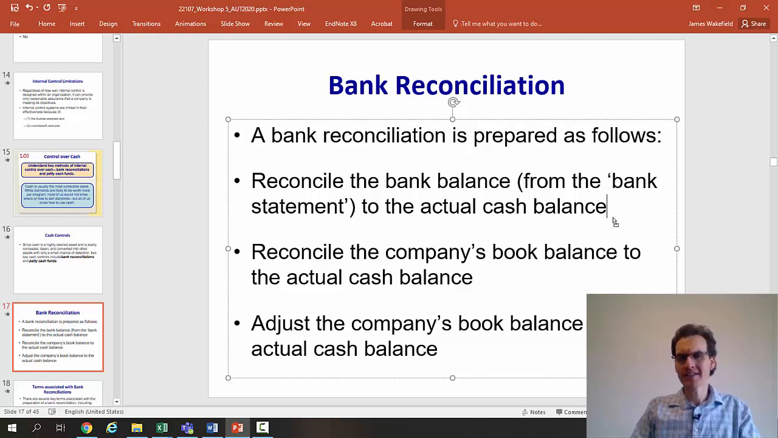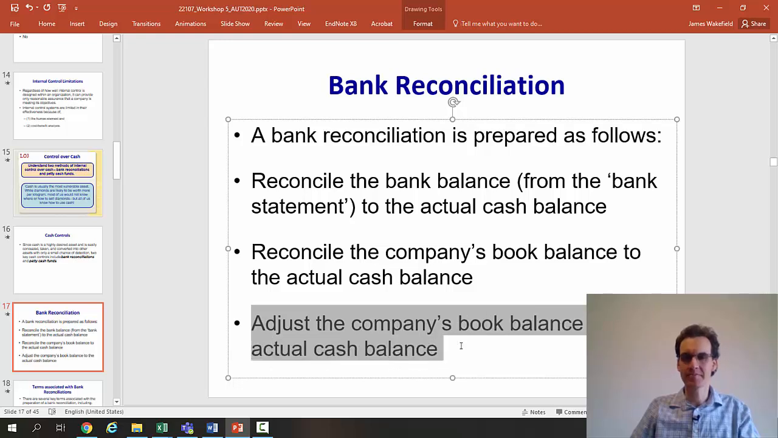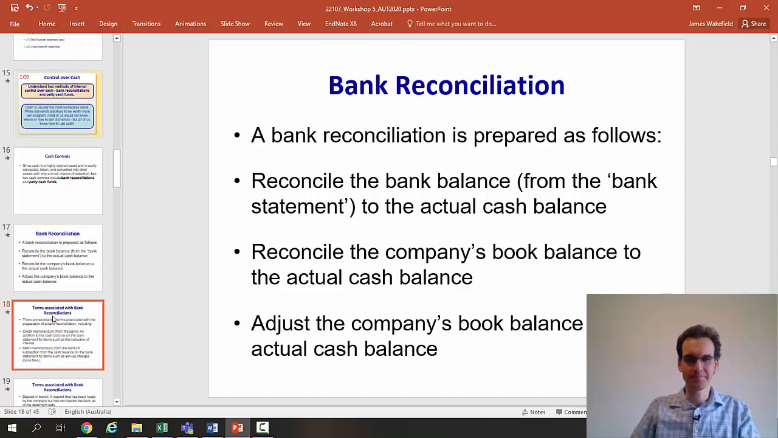We then want to reconcile the company's book balance to the actual cash balance. And again, some of you are going to be wondering, well, why would the company's book balance of cash be different from what their actual cash balance is? And we'll see why that's the case. And when we actually discover information is essentially missing from our records, then we will adjust the company's book balance to its actual cash balance amount.